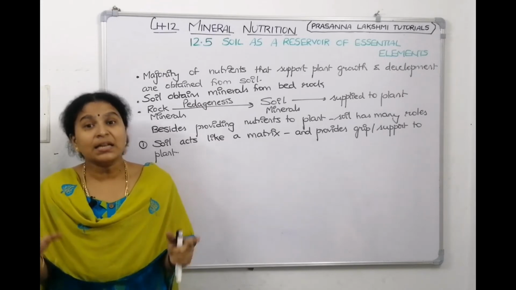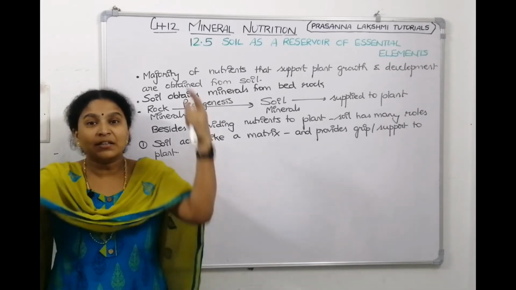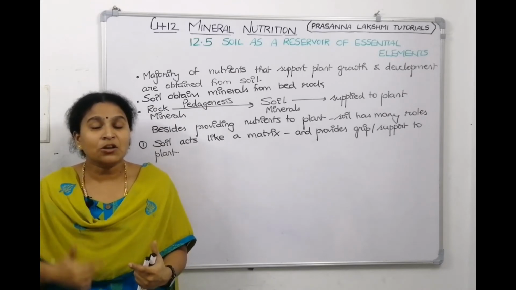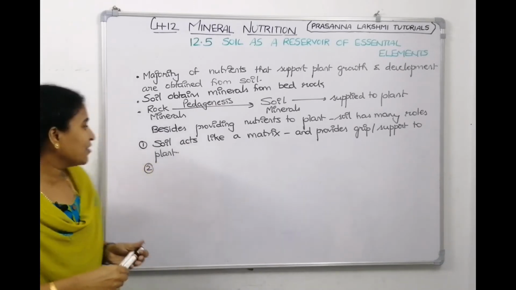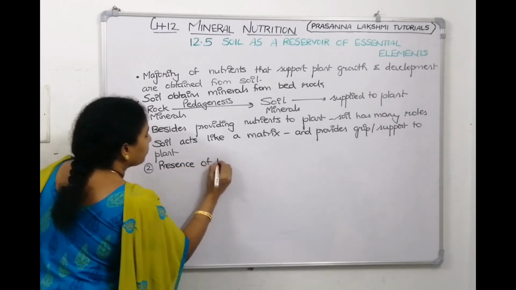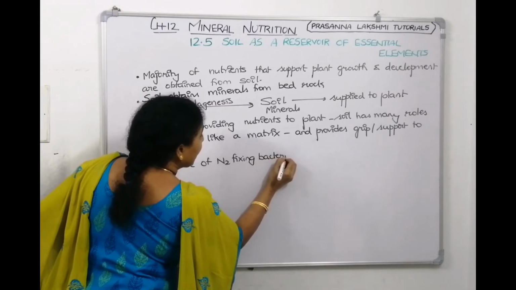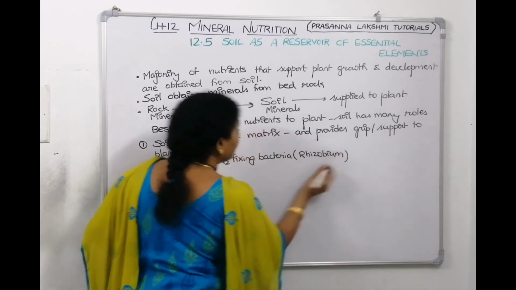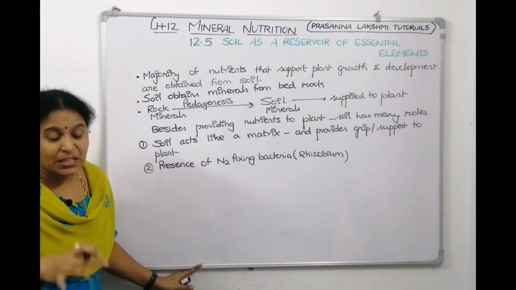Now, there are some bacteria present in the soil. They are called nitrogen fixing bacteria. They convert the atmospheric nitrogen into ammonia and fix it in the soil. This means the presence of nitrogen fixing bacteria in the soil will enrich the soil with nitrogen. That's the second function. Example: all of us are familiar with the name rhizobium bacteria. The rhizobium bacteria present in the soil enrich the soil with nitrogen.